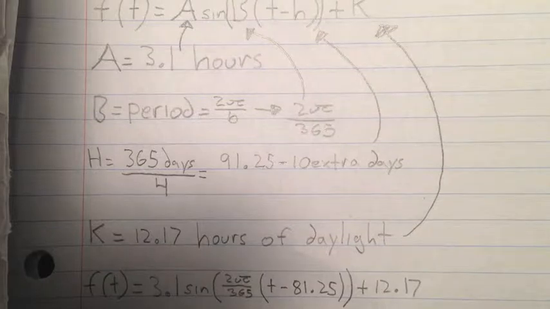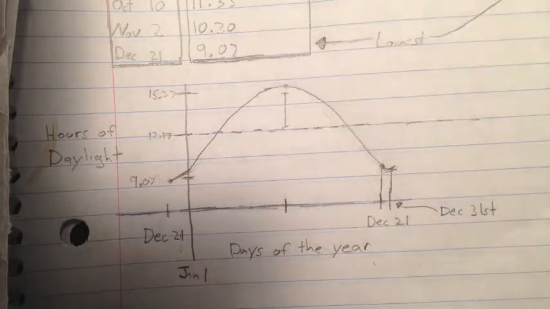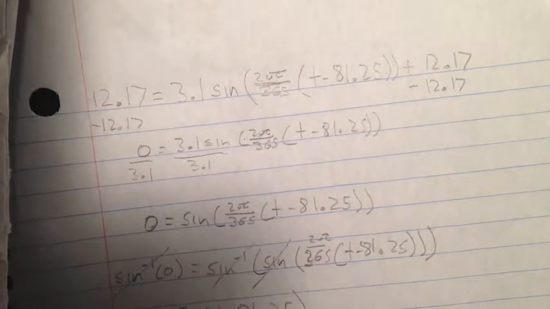To find the 2 days of the year where it's the average hours of daylight, we just plugged in this graph and the midline, and we found the intersection points, which was pretty simple. But you can also solve this algebraically, which is a little cooler. If we just plug in 12.17 to the y, because that is the midline, that cancels out on both sides, and then we can divide by 3.1, which also cancels out the 3.1, and then we can take the inverse sine of 0, which also cancels that out.